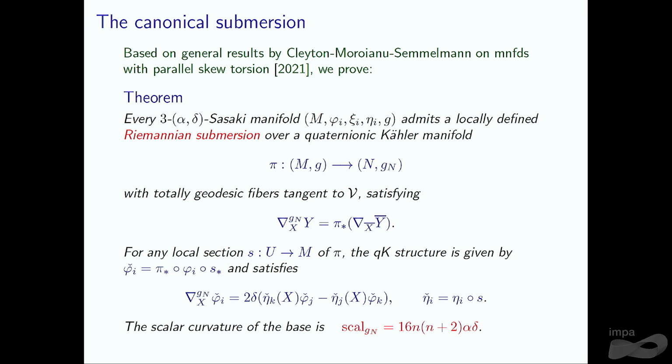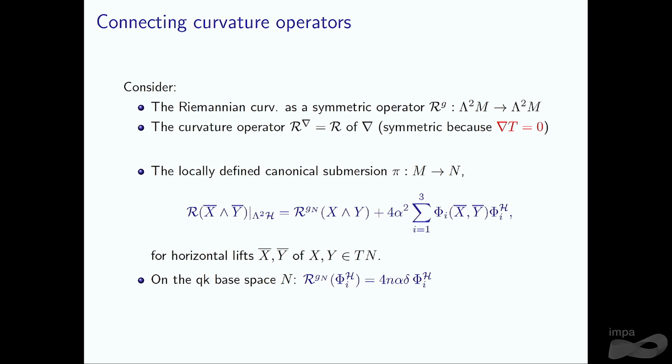helps us in identifying things and in coming back to our problem of positive, strongly positive curvature. Okay, so here comes the naive approach. That was our original idea, as it usually is. Original ideas don't work, but they have a grain of truth in them. So let's consider the Riemannian curvature operator as a symmetric operator on 2 forms. Furthermore, we have our connection, nabla, and we have its curvature operator, which is also symmetric on 2 forms because we know that the torsion is parallel.